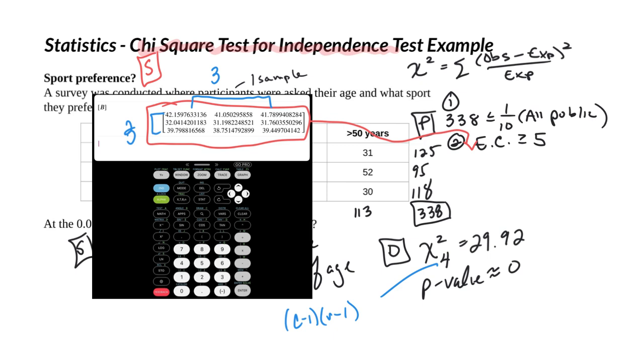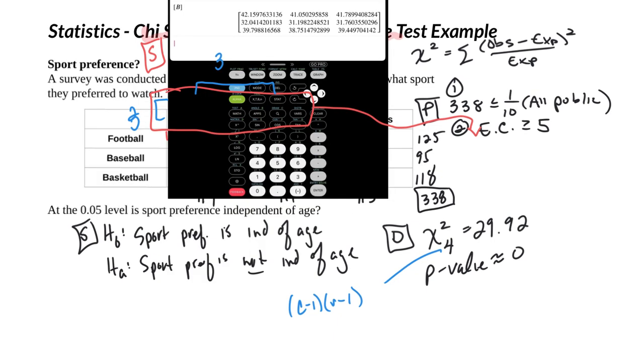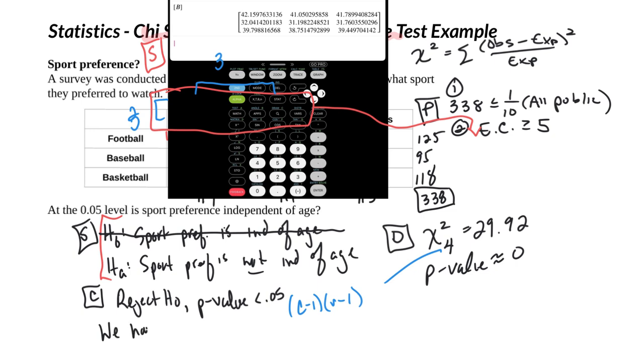So we had 3 columns minus 1 is 2. 3 rows minus 1 is 2. That's why it was 2 by 2. To finish this problem up, I just wanted to go back and show my null and alternative. The final step of this, the conclude portion, state, plan, do, and conclude, I would reject the null because we had an extremely low p-value, much less than the 0.05 that was asked of us. So rejecting the null, I like to just cross that out, means we have evidence that sport preference is not independent of age.